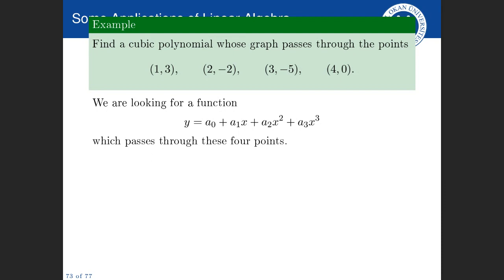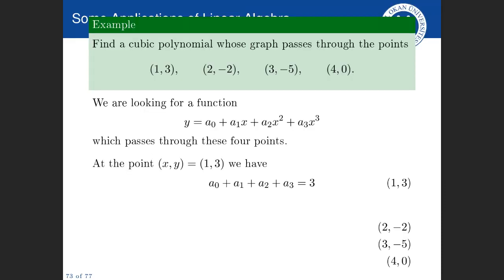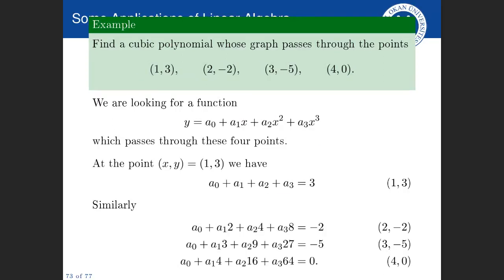Let's look at these 4 points separately. First of all, at the point (1, 3), x is equal to 1, y is equal to 3. So we're going to have 3 is equal to a0 plus a1 multiplied by 1 plus 1a2 plus 1a3. And then we could do exactly the same thing at the other 3 points. At the point (2, -2), x is 2 and y is -2. So a0 plus a1 times 2 plus a2 times 4 plus a3 times 8 is equal to -2, and so on.